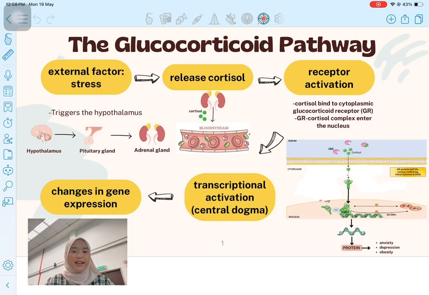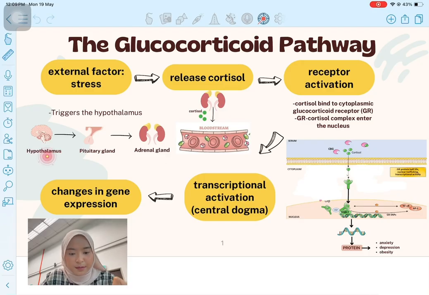Okay, today I'm going to explain gene expression in our cells through the glucocorticoid pathway. The external factor that I chose is stress. So, the stress will trigger the hypothalamus. This kicks off the HPA axis, which stands for hypothalamus-pituitary-adrenal axis.